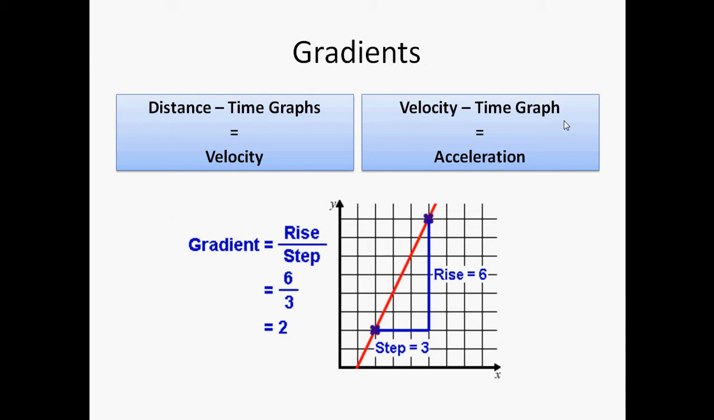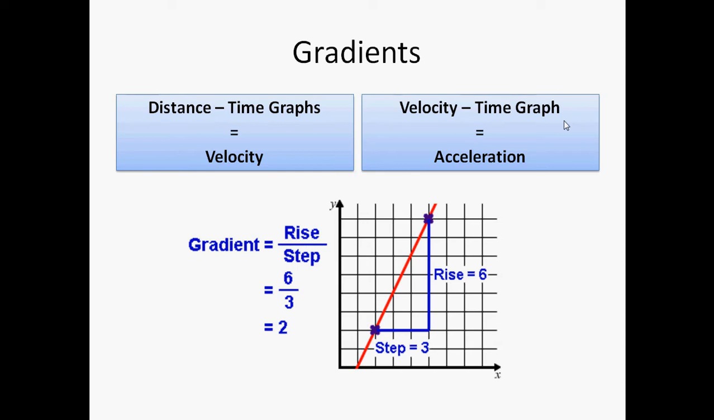Well, I can figure out velocity or acceleration by calculating the gradient of my graph. A distance time graph gives me velocity because velocity by definition, by formula, is distance traveled over the time taken. So if I calculate the gradient, I get velocity. On a velocity time graph, if I calculate the gradient, I get acceleration. And this is because acceleration, by definition, is change in velocity over time taken.